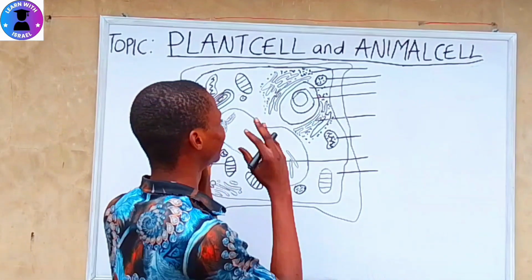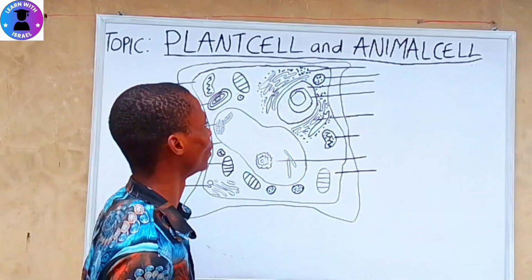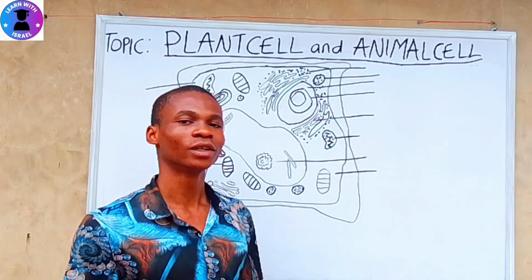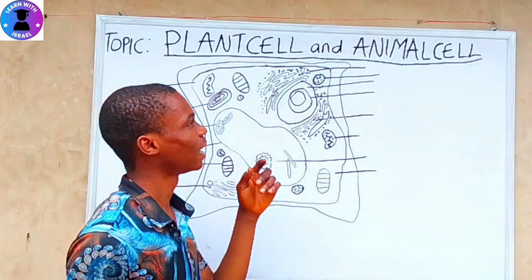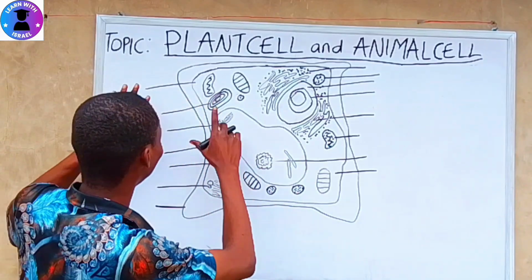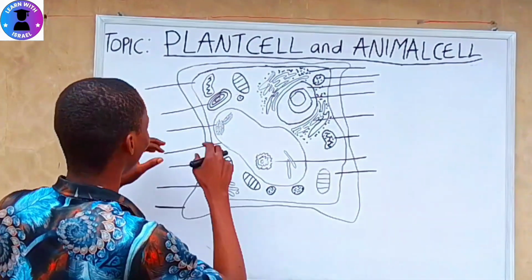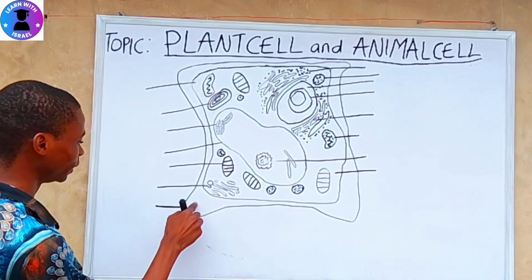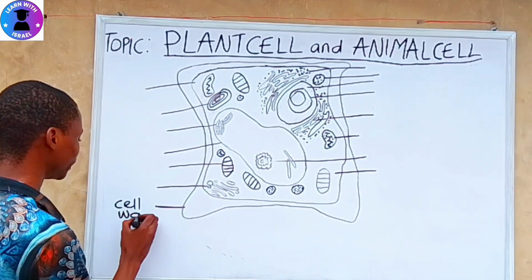Let's label this diagram together. This is a diagram of a plant cell. After we are done with this, we go forward to label the animal cell. So let's first label this side before we move to the other side. Let's start from here. This part is the cell wall.